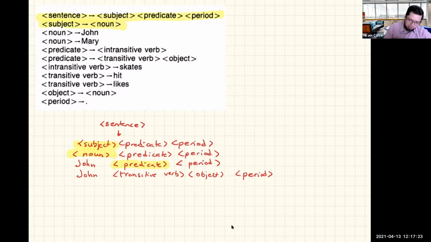Okay, now we will continue this process. I am always taking the leftmost part. And why am I not taking John? Because John is a terminal symbol. Once I have reached John, there is nothing I can rewrite John with. So the next non-terminal symbol is transitive verb, and now I will rewrite transitive verb with one of these two options, hit or likes. So which one do you want?